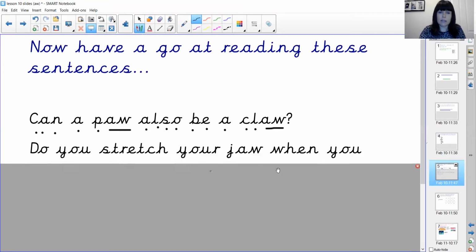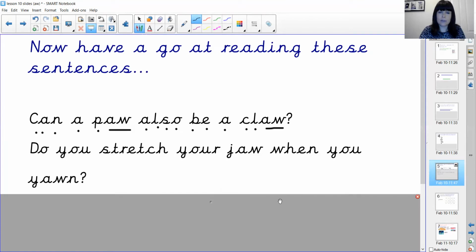Right, let's reveal the next sentence. Okay, this is our last one for today. You can have a go at reading this. So pause the video, use those sound buttons and write that sentence out if you need to. Check it and then make sure you can read it. Okay, let's have a look together. So we've got a tricky word to begin with, do. It's this part that's the tricky part. And another one, you. This part is the tricky part.